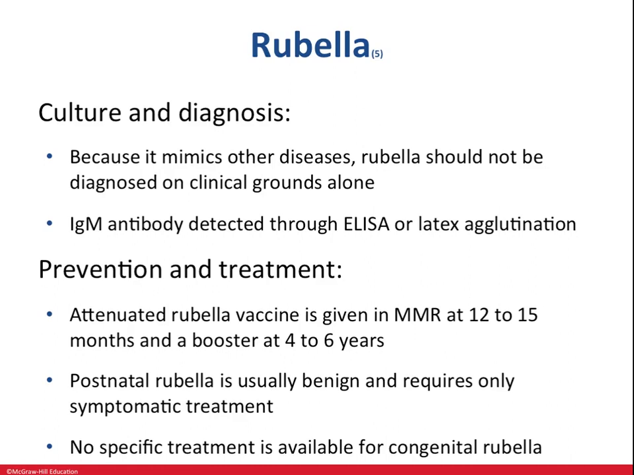So we make the diagnosis based on the symptoms of rubella. Since the rash is not specific, even the small pink rash, the rash morphology is not specific for rubella. So we need to do some lab work to confirm the diagnosis. We can do ELISAs to detect the IgM antibody to this virus.